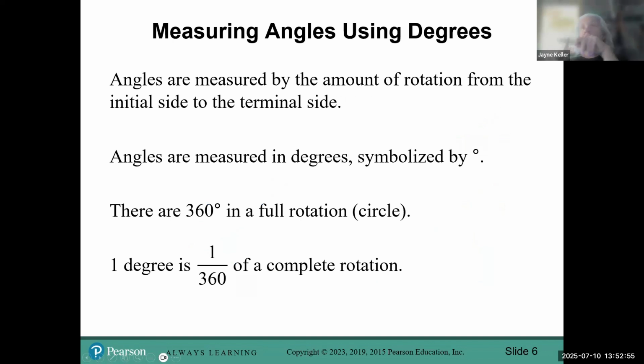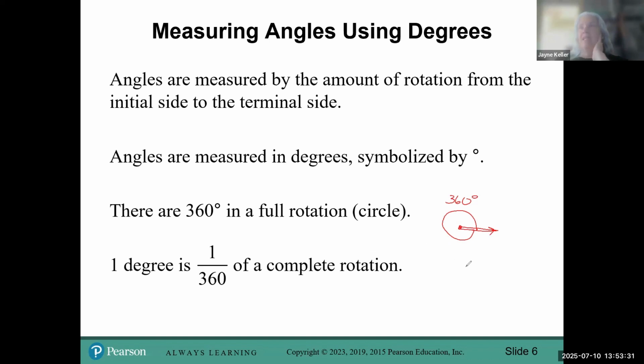Okay, and then we measure angles, right? So we measure the amount of rotation from the initial side to the terminal side. So we start at that one side, we swing it up until we're ready to stop, and then we measure the number of degrees. And if we go all the way around and make a full circle, in other words, my terminal side and my initial side are the same. So I start here and I swing all the way around and then I end up here. So that's 360 degrees all the way around.